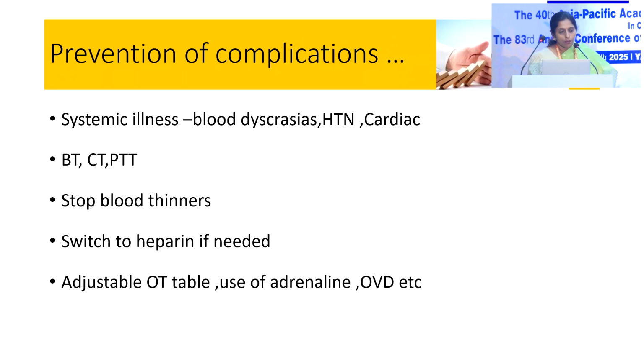So how do we prevent complications? Number one, a detailed systemic evaluation is very, very crucial in these patients who are undergoing MIGS, because it is an angle-based surgery, there's a high chance of bleeding. So you have to rule out any history of hypertension which is uncontrolled, patients who are having cardiac illness, who are on blood thinners, blood dyscrasias, etc. Sometimes it is important also to investigate, like bleeding time, clotting time, PTT before taking the patient for surgery.